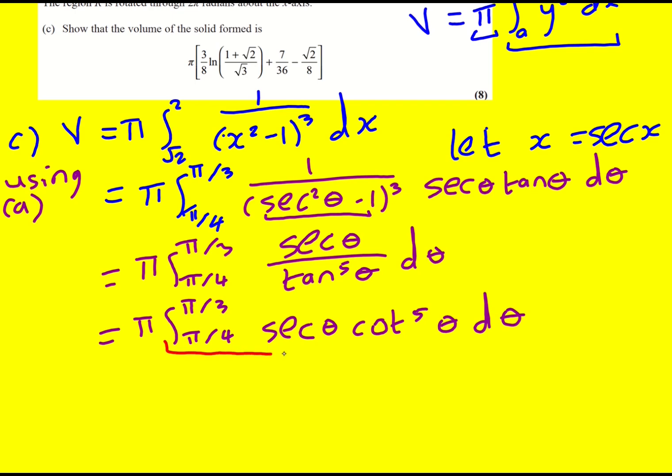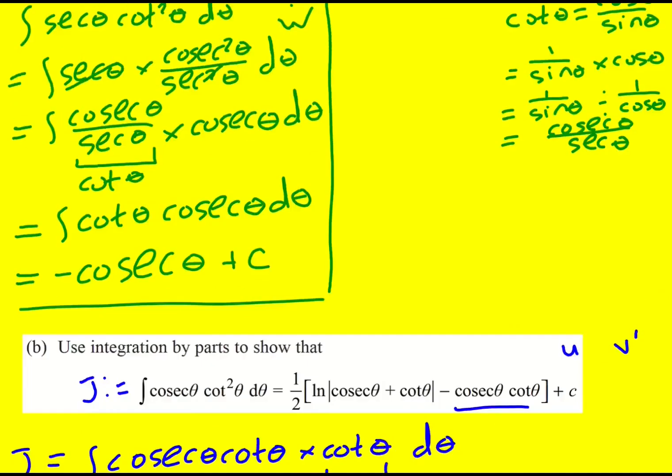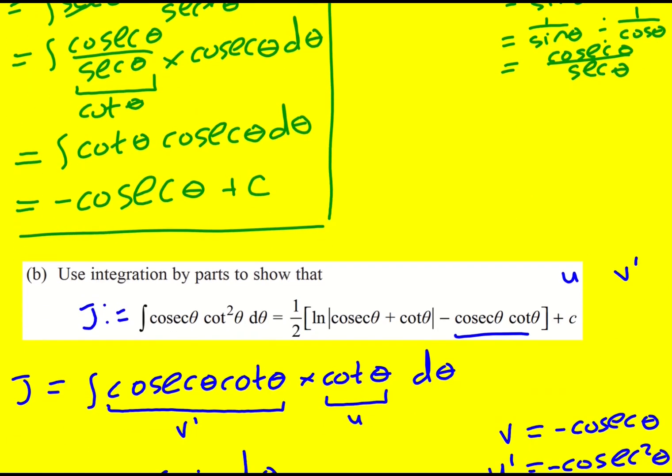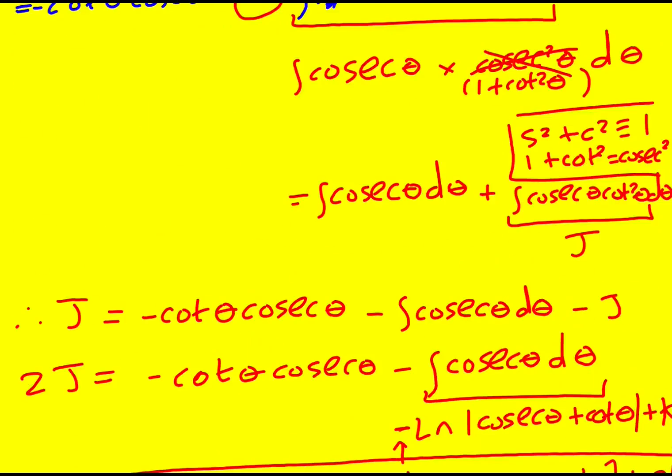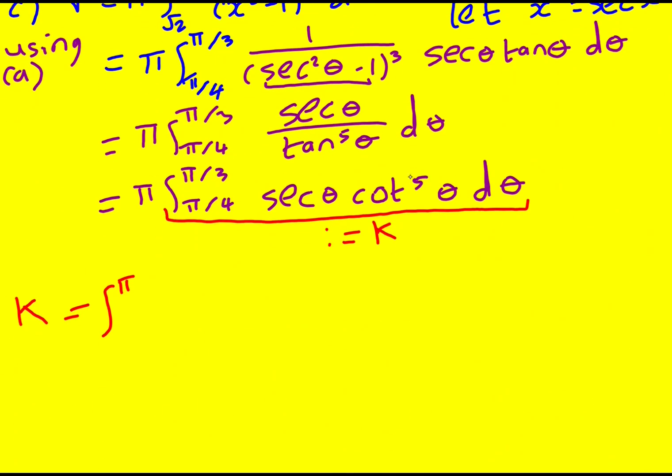Now, I'm going to call this integral here, I've got one that was I, one that was J, I'm going to call this K. We'll bring the pi back in at the end, because there's lots to do here. So remember in part B, we had the integral of, actually, let me just remind you, cosec theta cot squared theta. So this one, let's try and get it in the same kind of form. We've got cot to the 5 theta. That looks pretty awkward.